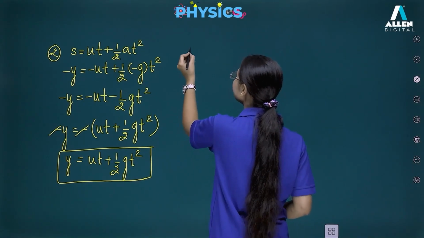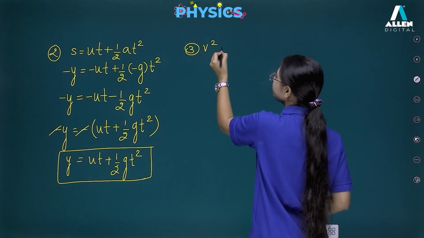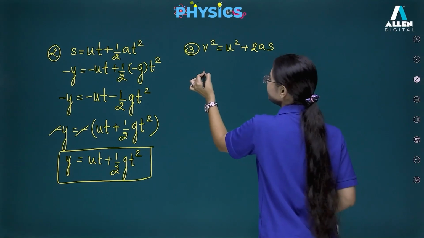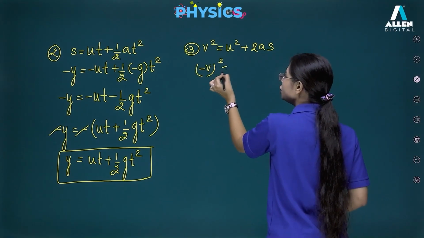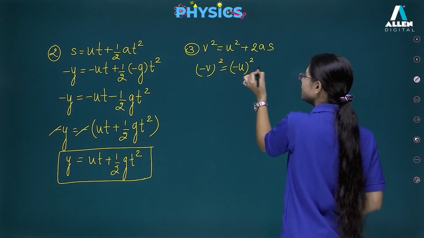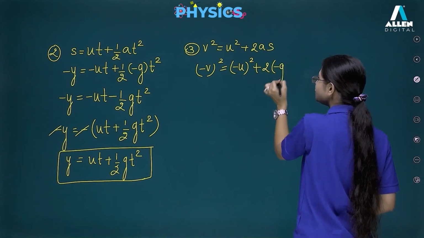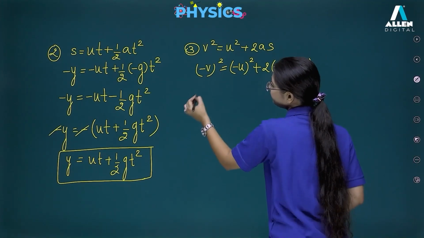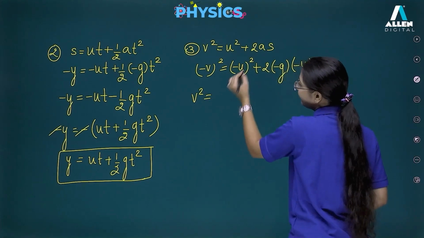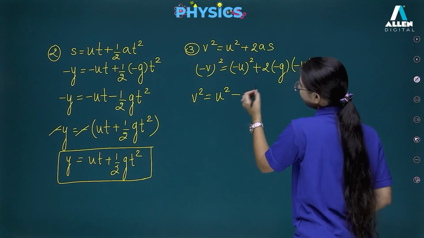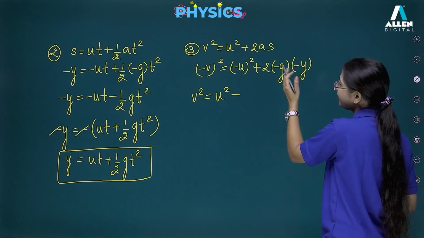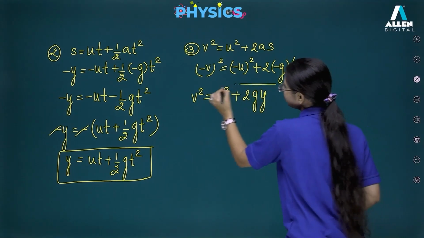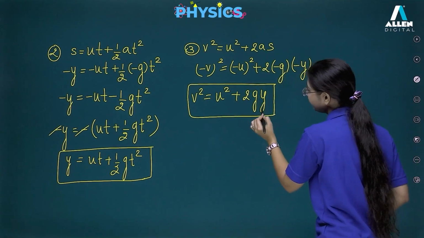Alright. Now the third equation will become v square is equal to u square plus 2as. Here v is minus v square, u is minus u square, plus 2, a is minus g, and s is minus y we are taking now. So minus v square will be plus v square, minus u square will be plus u square, minus minus will multiply, this will become plus 2gy. So this is the third equation.